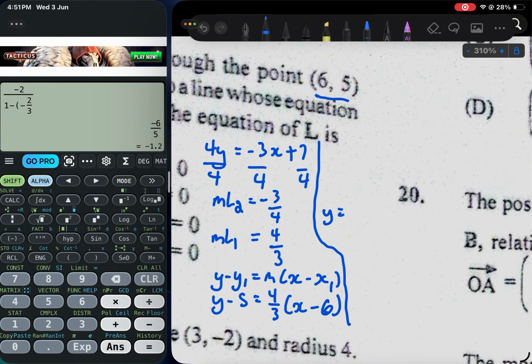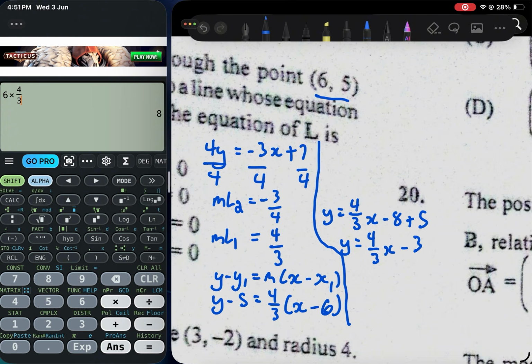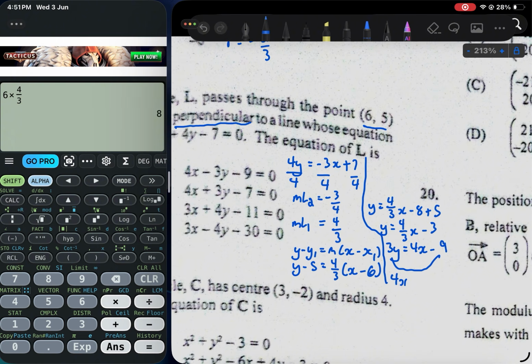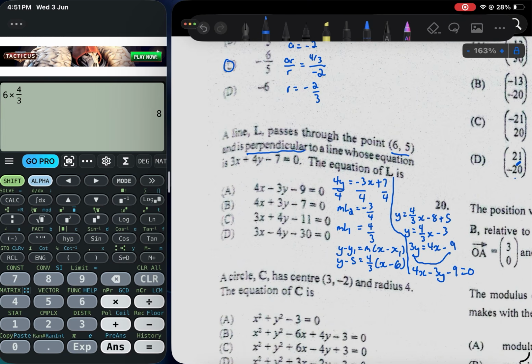y is equal to 4 over 3 x minus 6 multiplied by 4 over 3, which is minus 8, plus the 5. So we're getting that y is equal to 4 over 3 x minus 3, and we'd multiply throughout by 3. So 3y is equal to 4x minus 9, and we can bring 3y over here. So 4x minus 3y minus 9 is equal to 0, and our answer would be A.